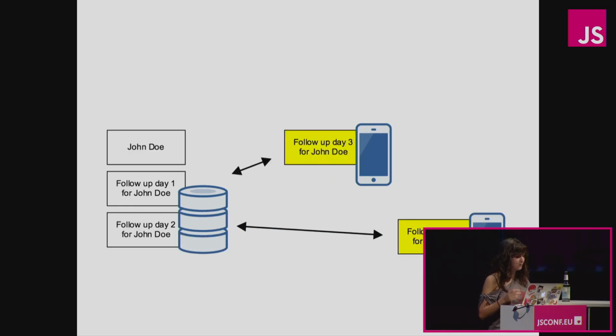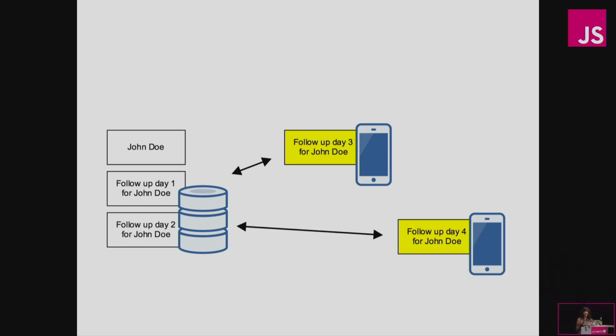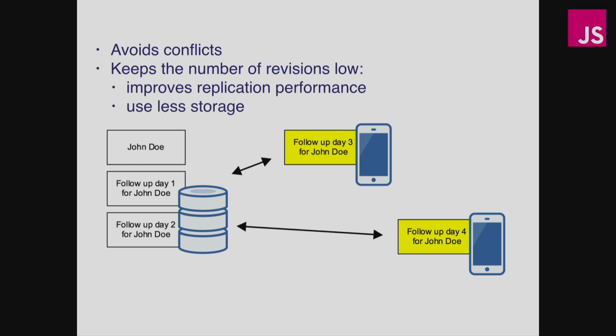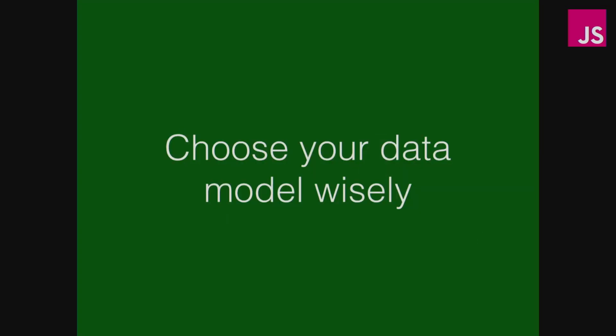What if you have your documents structured in a way that things that change together are together, and things that change separately are separated? For example, we have a document with personal information and one document for each follow-up. This way, there are never going to be conflicts, because the phones are just creating new documents. And these documents can be synchronized with PouchDB synchronization directly without any custom logic. So no conflicts. And also, this keeps the number of revisions low. Revisions are the different versions of a document. So fewer revisions mean better replication and less storage. So choose your data model wisely.